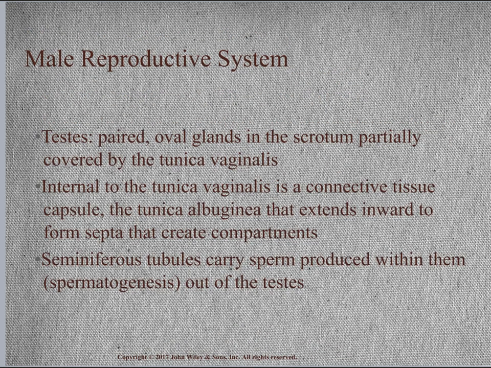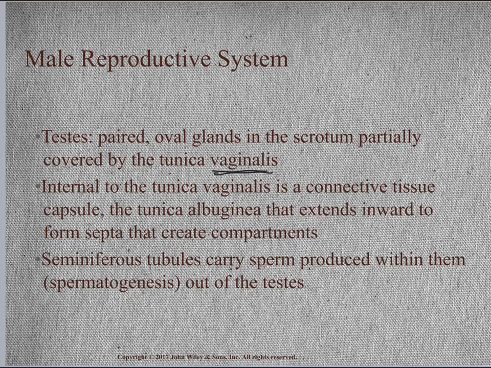So what's going on here? They are paired, oval-shaped glands in the scrotum, and they are partially covered by a tunic, and the tunic is called the tunica vaginalis. Now remember that this is connective tissue. It's forming a capsule, and everybody says, well, I'm confused. Why is there anything called vaginalis in the male reproductive anatomy? Well, remember, we have homologous structures. They're just named a little bit differently.